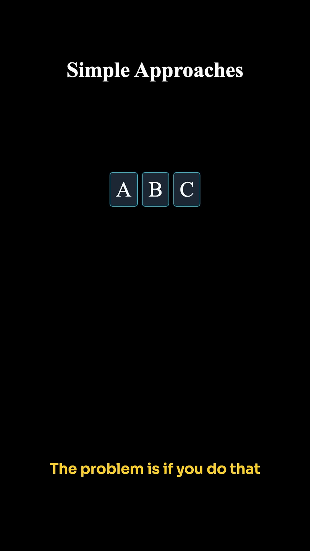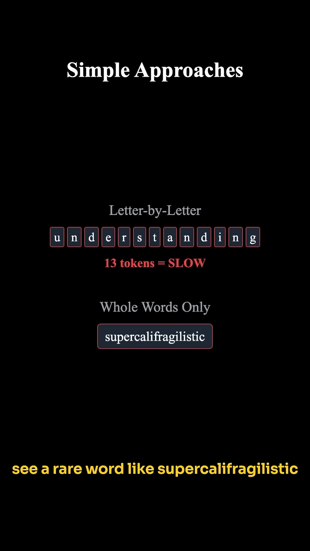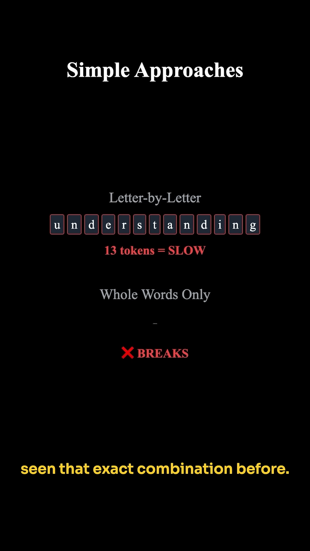The problem is, if you do that with a word like understanding, that's 13 separate tokens. The model has to do way more work to process the same amount of text. On the flip side, if you try to keep every word whole, what happens when you see a rare word like supercalifragilistic or some brand new slang term? The model just breaks because it's never seen that exact combination before.